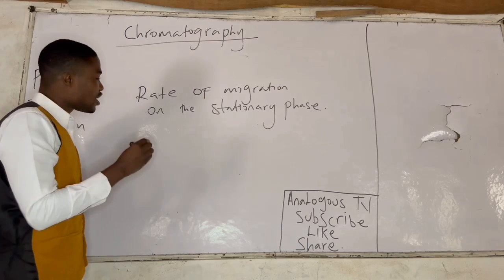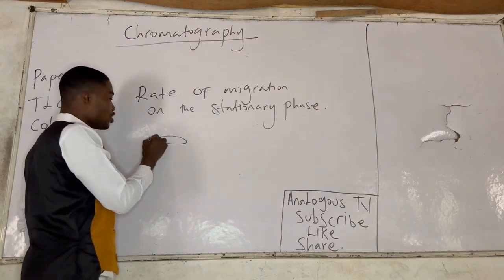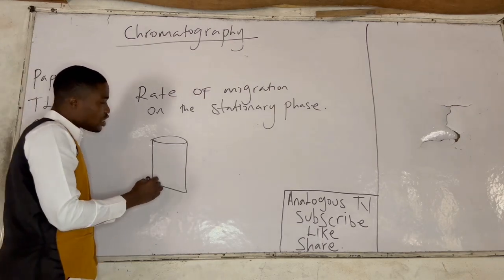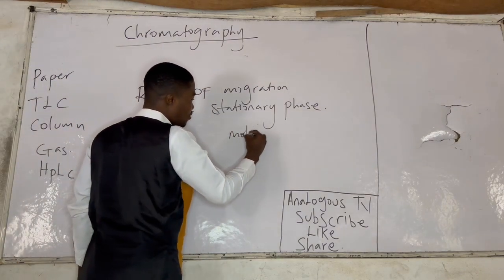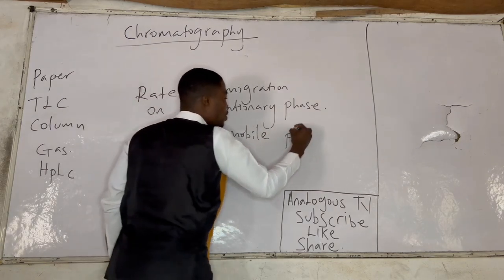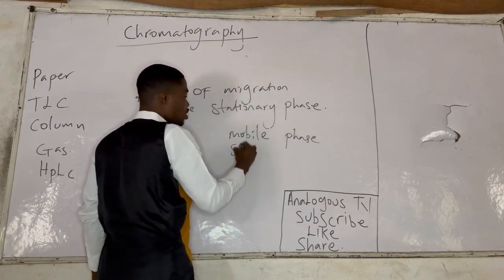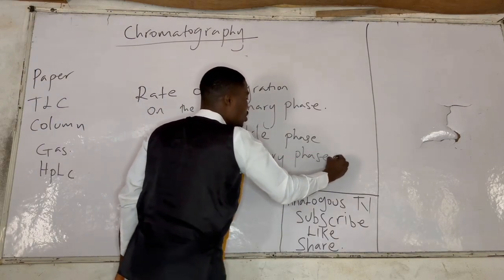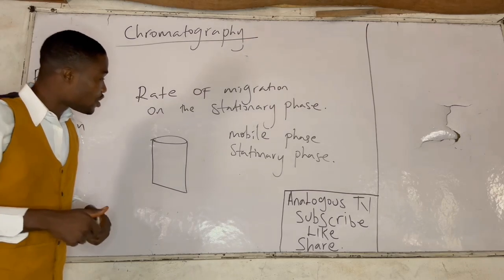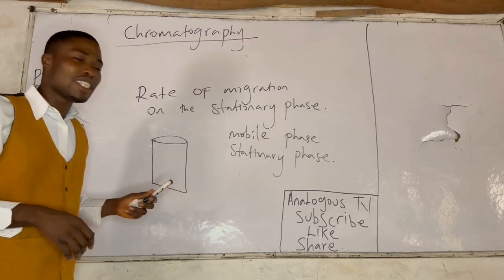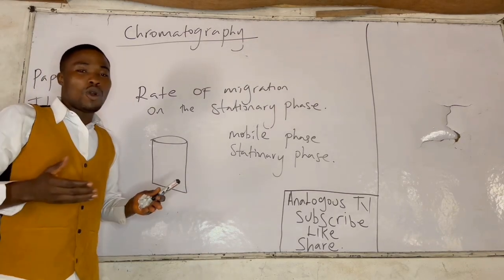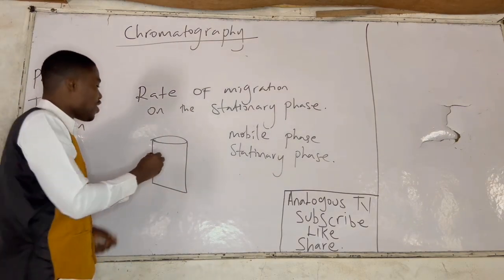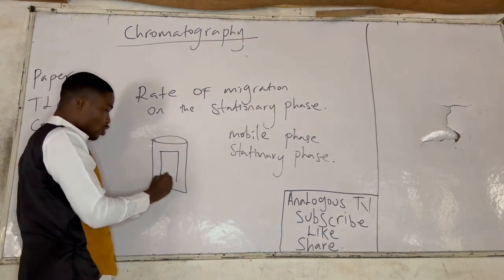In the chromatography technique, there are usually two phases used in separation. The first phase is the mobile phase, and the second phase is the stationary phase. The mobile phase is the phase that elutes the solute in the mixture. For instance, I want to separate a mixture using a chromatography technique.